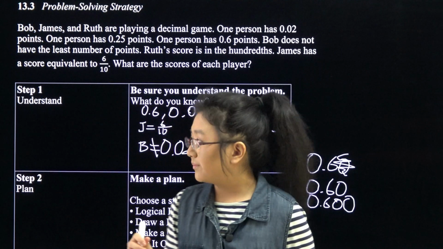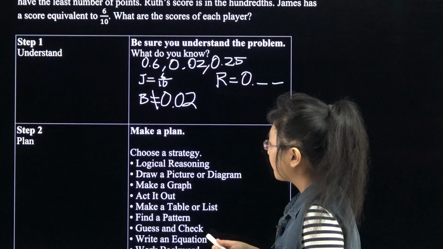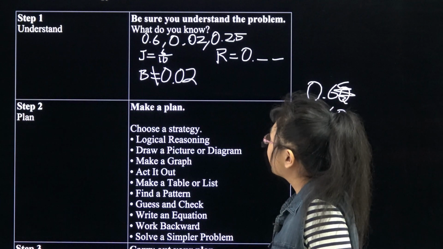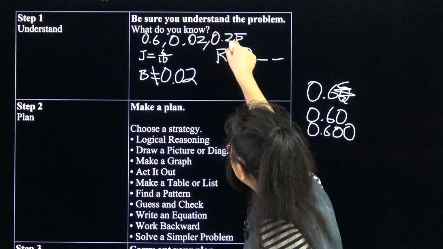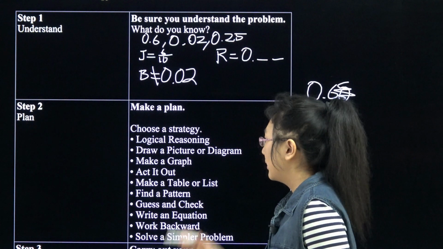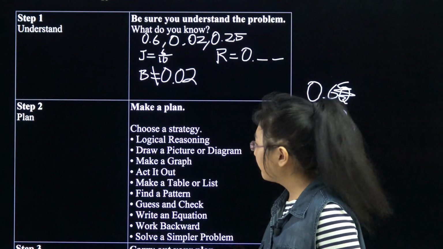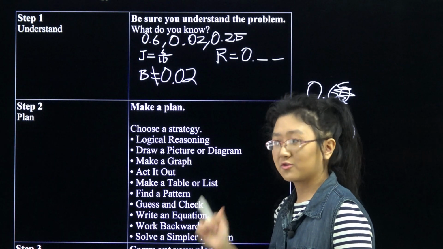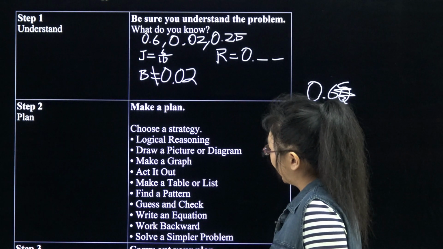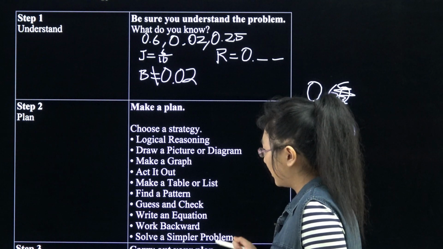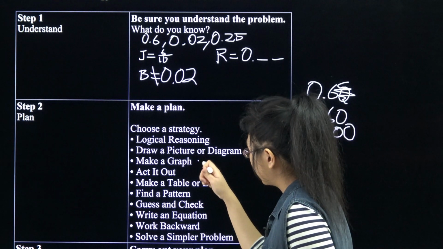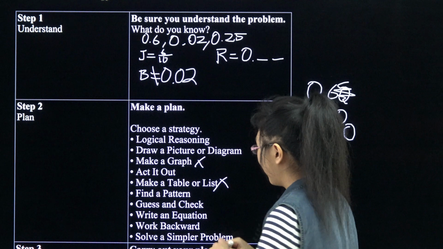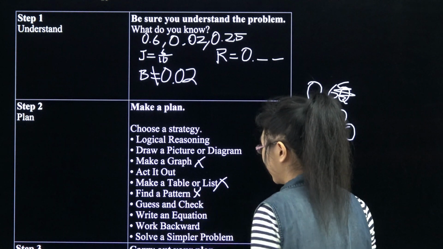So now we plan. We could use logical reasoning, in which we match each of them up. We could draw a picture or a diagram. We could make a graph, but we can't really in this because there's nothing to graph. We can act it out, make a table or list. We can't do that either, so these 2 are out. We can't find a pattern because there's no pattern to find.